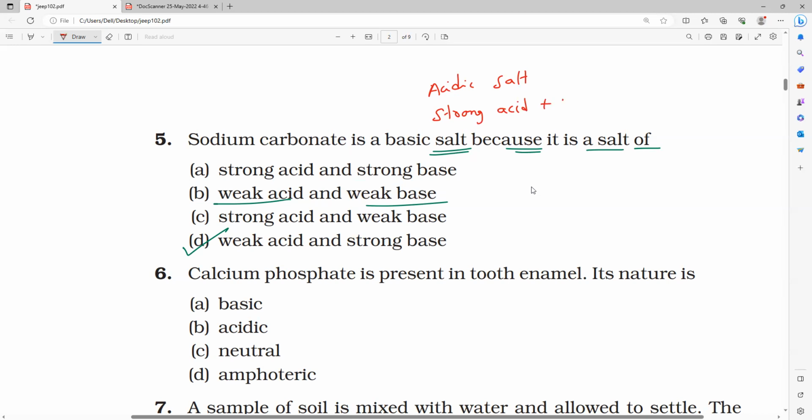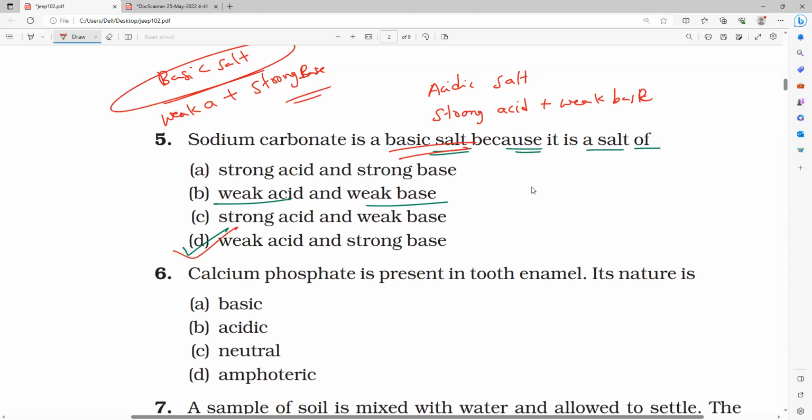Strong acid reacting with a weak base will give an acidic salt. Now they are asking about a basic salt. So what will happen for a basic salt? Weak acid will react with a strong base, so that will give a basic salt. So what is the correct option, option B or option D?